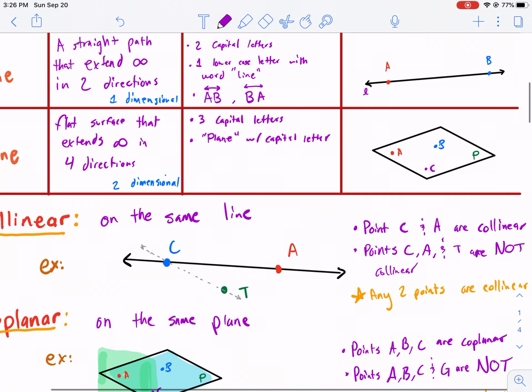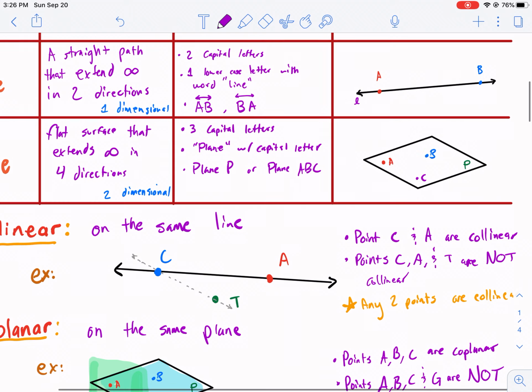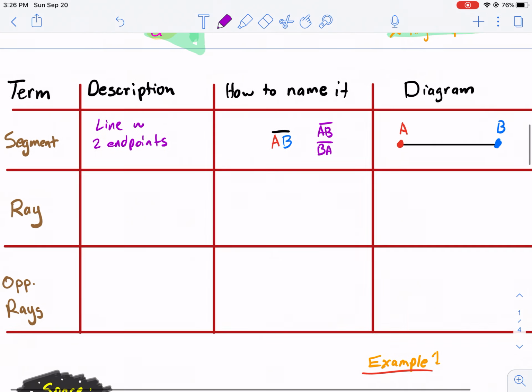So, and the last thing I want to say, sorry, I'm jumping all around here. We can call this plane P, or we can call it plane ABC. But you need the word plane in front of it. Okay, plane ABC or plane P.